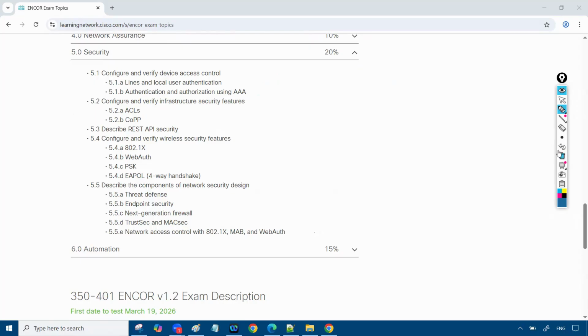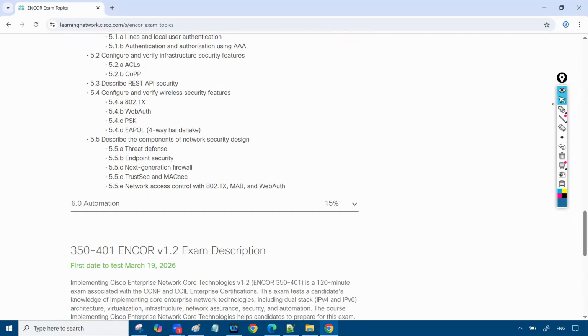Then after that, we have a lot of authentication mechanisms, like 802.1X authentication, web authentication, and PSK as well. Once we have done this part, we'll talk about some concepts of the firewall and MACsec as well. MACsec is the new way to do the authentication. Then we have MAB as well.